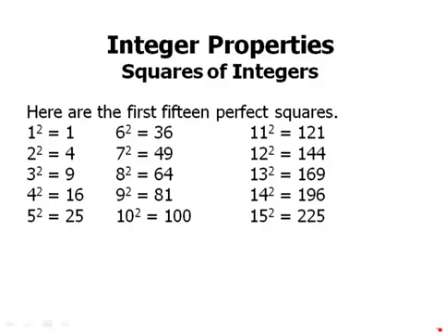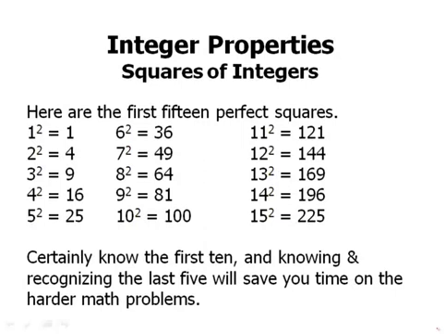Squares of integers, also known as perfect squares. Here are the first 15 perfect squares, absolutely beautiful numbers. Certainly know the first 10. Those first 10 you just have to know inside out, forward and backwards. You have to know them cold. And knowing and recognizing the last 5 will save you time on the harder math problems, so it's really a good idea to know this whole list.